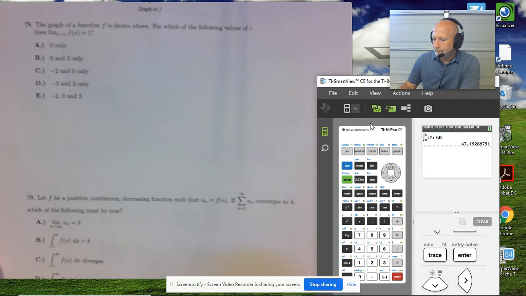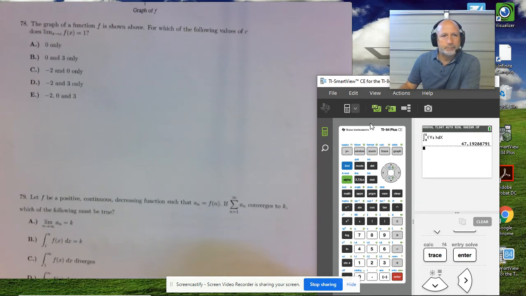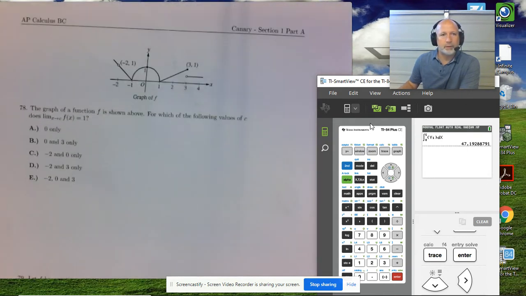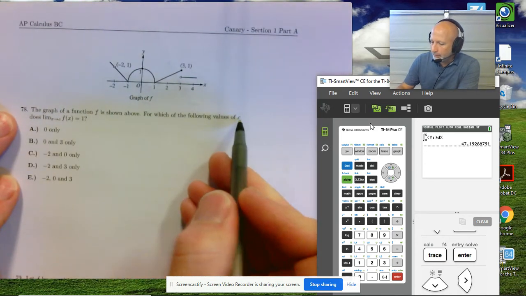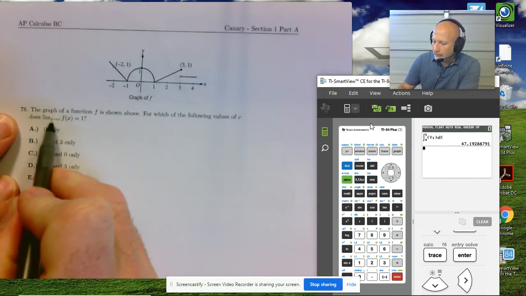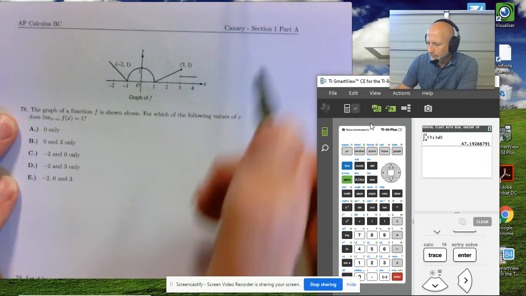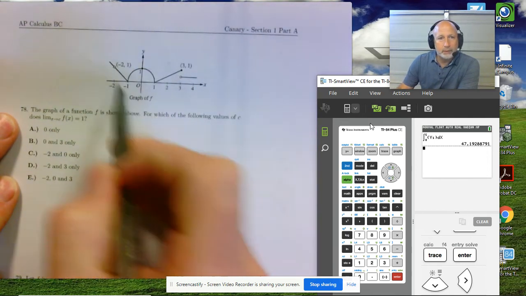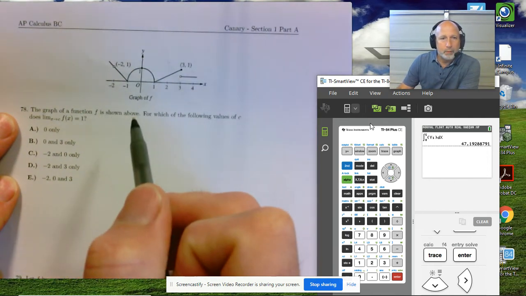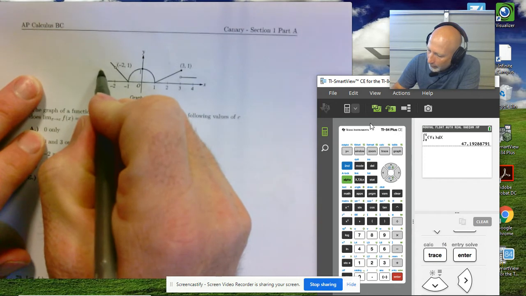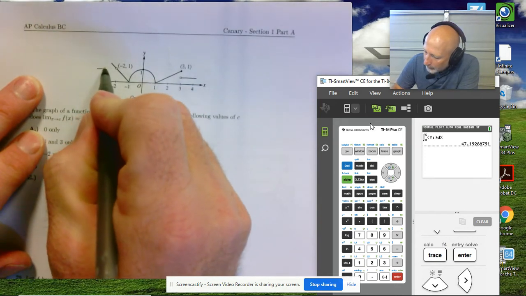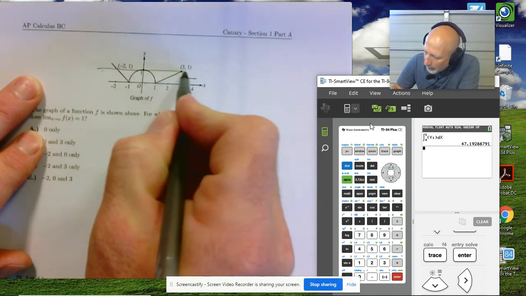Okay, next page. 78. The graph of the function f is shown above. For which of the following values of c does the limit as x goes to c of f of x equal 1? Okay, so this is f of x, and I want to know what the limit is as we go to c. Now, I don't know what c is, but I do know the limit's going to be 1. So where is 1 at? 1 is the line right here.